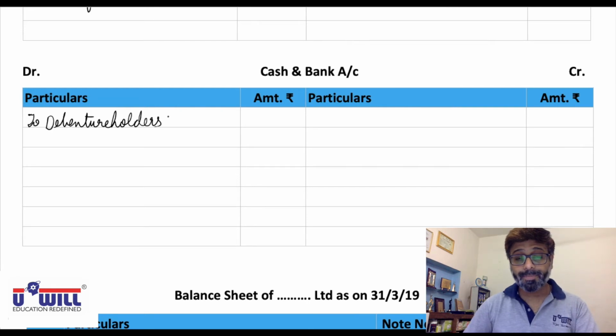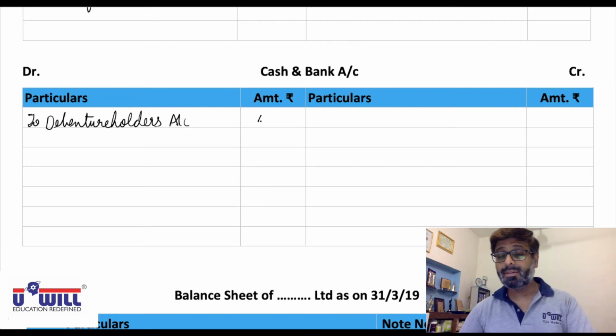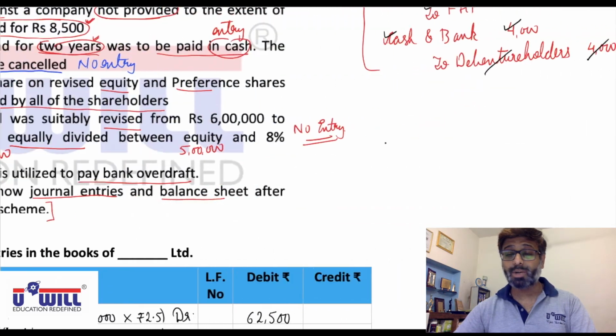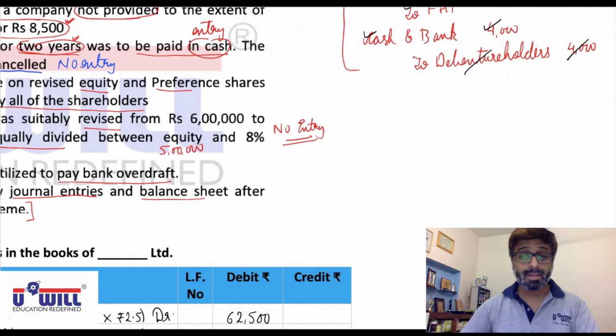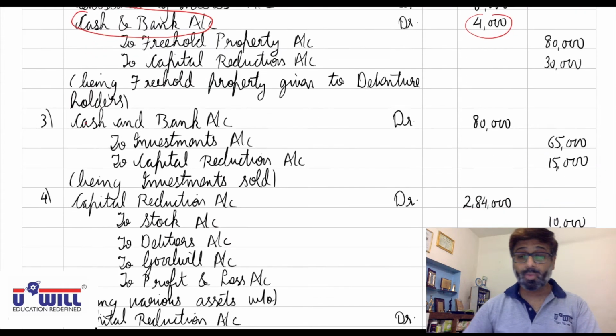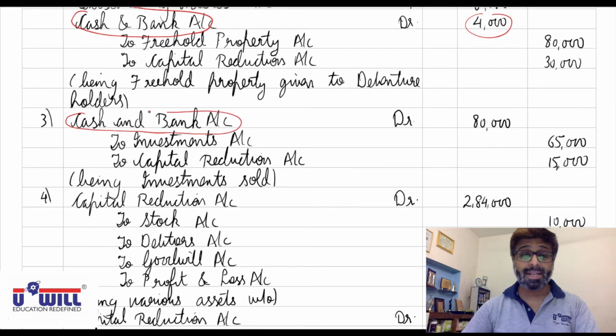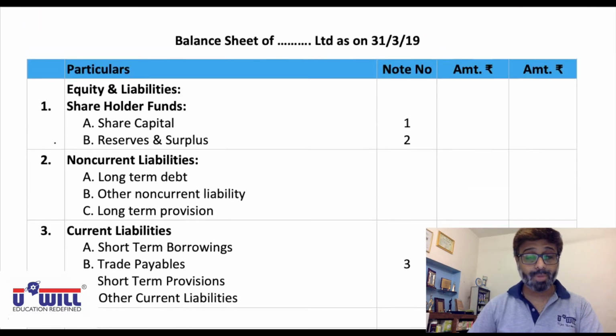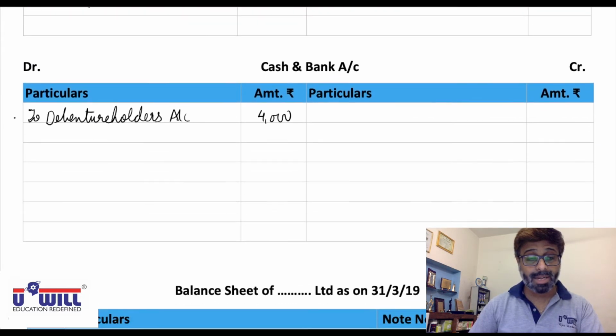Okay. Single entries we have done earlier. From that we have to do always the posting. So cash and bank 4,000 debit side, to debenture holders account. Then see the third entry again. We have cash and bank account debit with 80,000. So this also will write in cash and bank account debit side. 80,000 is received for investments. So to investments account 80,000. Okay, to investments account 80,000.